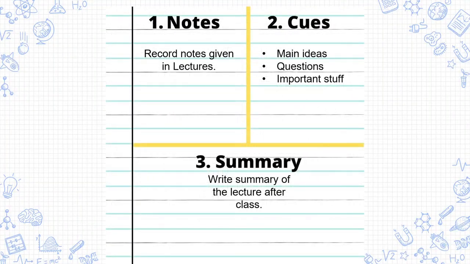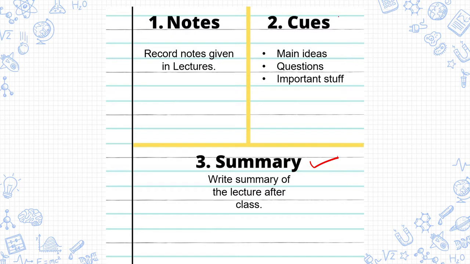So in the notes column, you record notes given in lectures. You can do it in bullet points, or even in paragraphs if you want, that's totally up to you. All right. Then there's Qs. In Qs, you write main ideas, important stuff, or questions. And then there's summary, where you write the summary of the lecture after class. This is usually done after class, obviously.